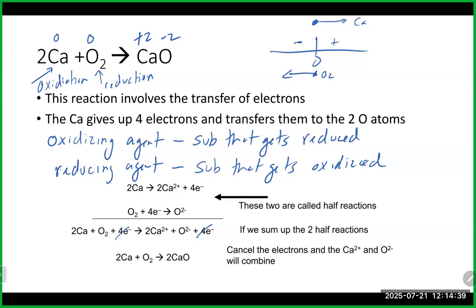So when we look at calcium in this example, which is going through oxidation, it would be our reducing agent because when it loses those electrons, it's going to allow somebody else to gain electrons and go through reduction. While O2 is going through reduction, it would be our oxidizing agent. In order for it to gain electrons, it has to cause somebody to lose electrons and go through oxidation.